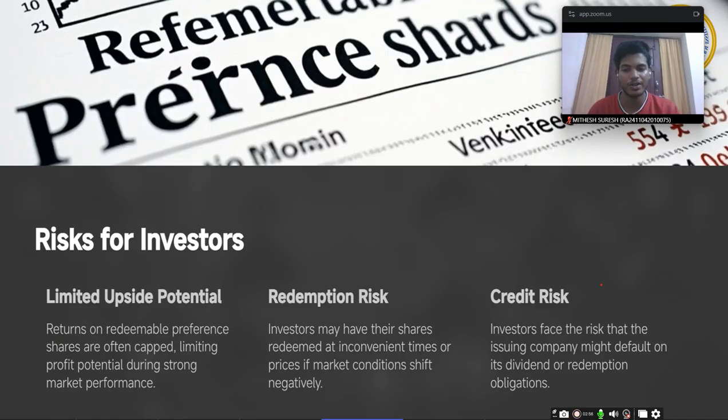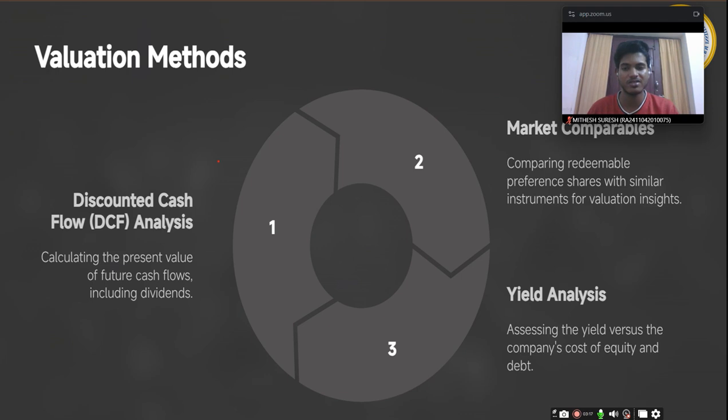So the return on redeemable preference shares is often capped, limiting profit potential during strong market performance. And investors may have their shares redeemed at inconvenient times or prices if market conditions shift negatively. Investors face the risk that the issuing company might default on its dividend or redemption obligations.